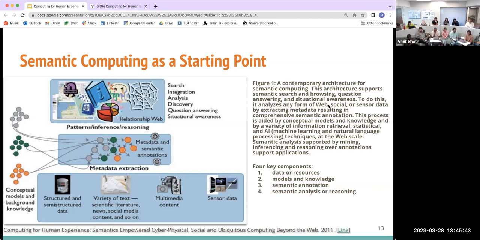Then on the left, we have conceptual models and background knowledge, which are those orange, green, gray colored graphs, which are ontologies. Then we have semantic annotation. So basically, the paper mentions metadata, and there are semantic annotations, which are taken from the ontologies. And finally, there is semantic analysis and reasoning.